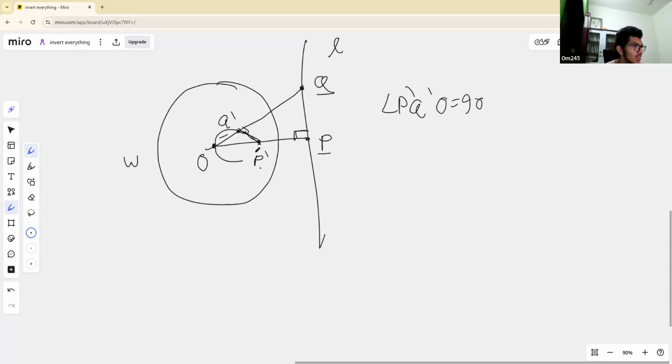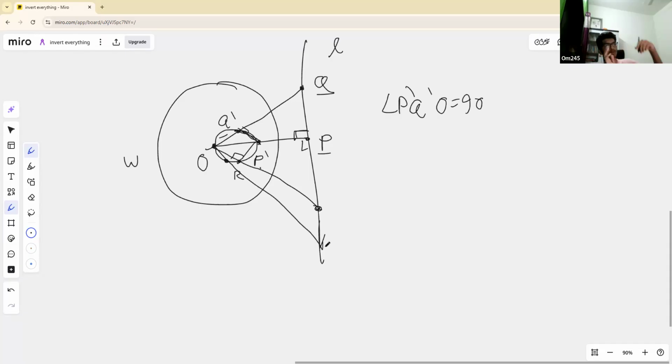And that is basically the circle with diameter OP. So if you consider any point on this line L, like any point R here, it should map to this point on the circle with diameter OP. Because only then will this be 90, and because this is 90, they will be set. And if you consider the reverse, any point on this circle should also map to the line.